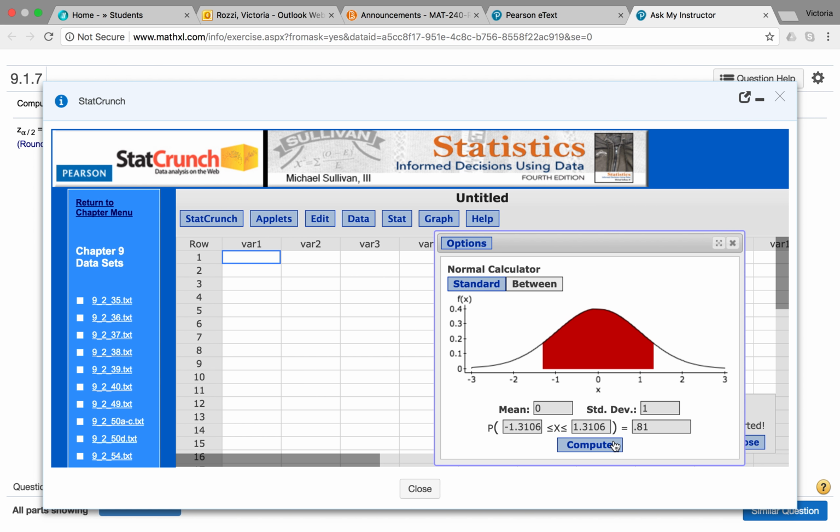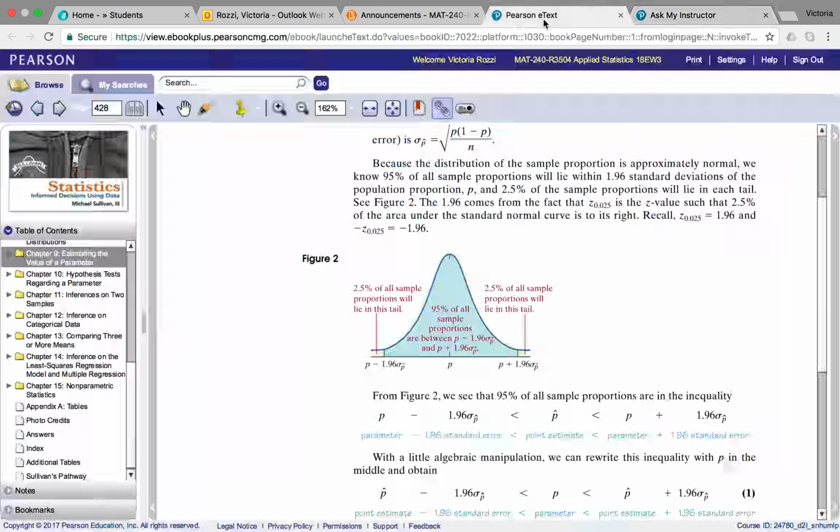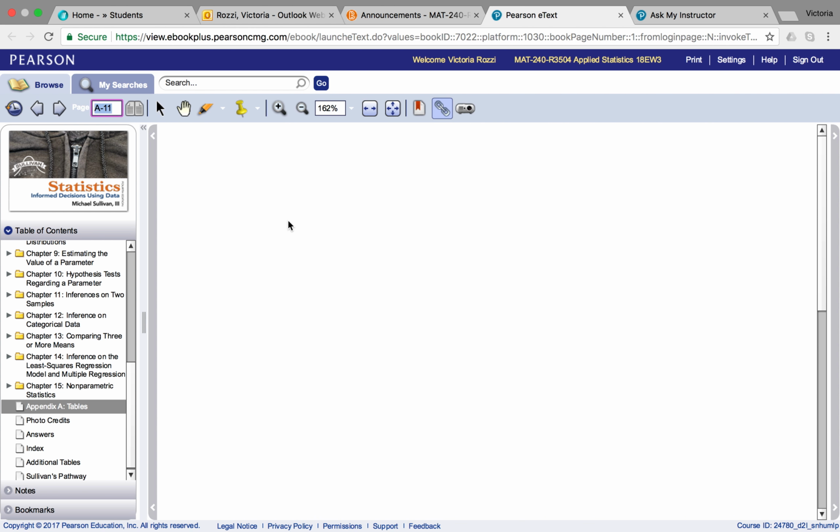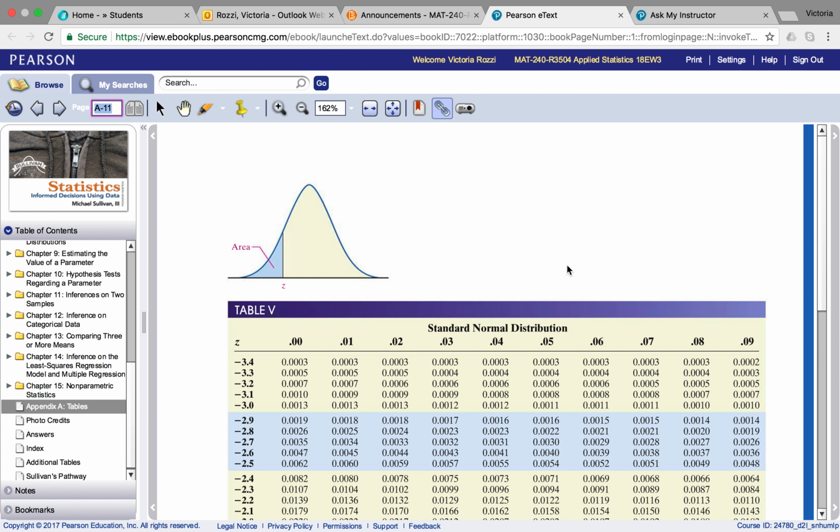Now, you mentioned wanting to be able to do it by hand and where the normal table is. There are two places to find the normal table. If you go to the Pearson eText, and go to Appendix A in the table of contents, these are all of your tables. I believe it's page like A11 or 13. Let me see here. I'm going to just type in A-11 and see if it brings it up. And here it is.